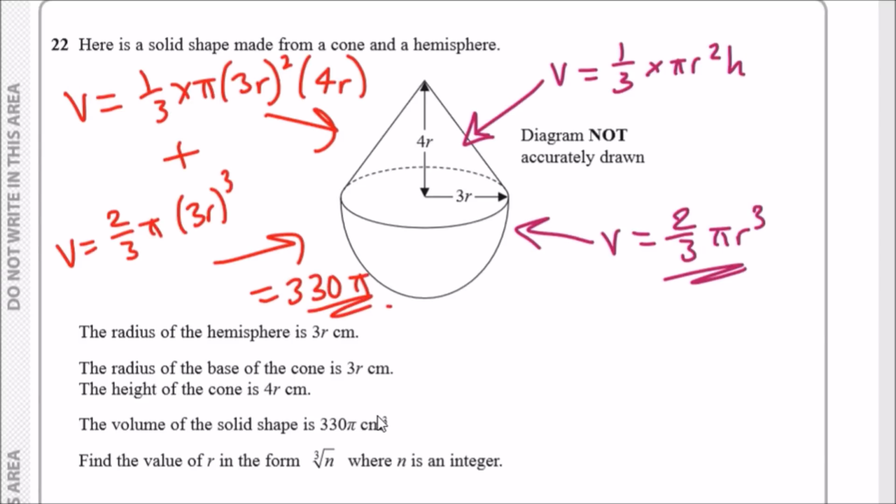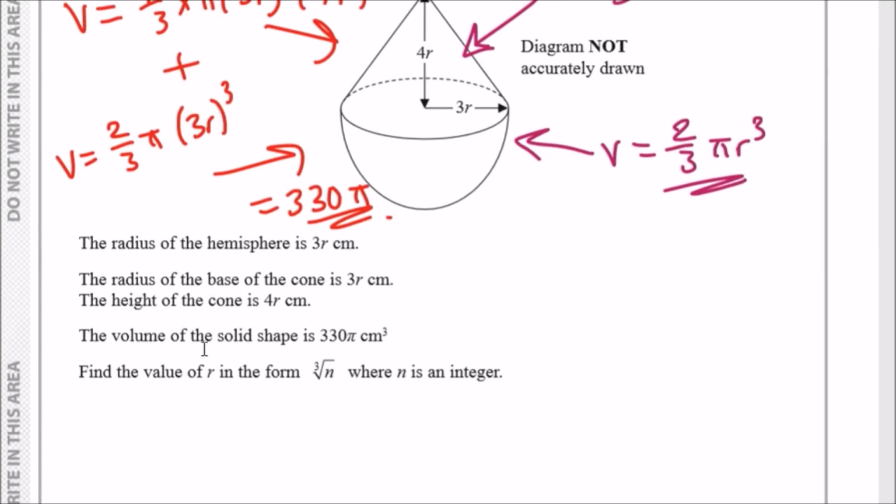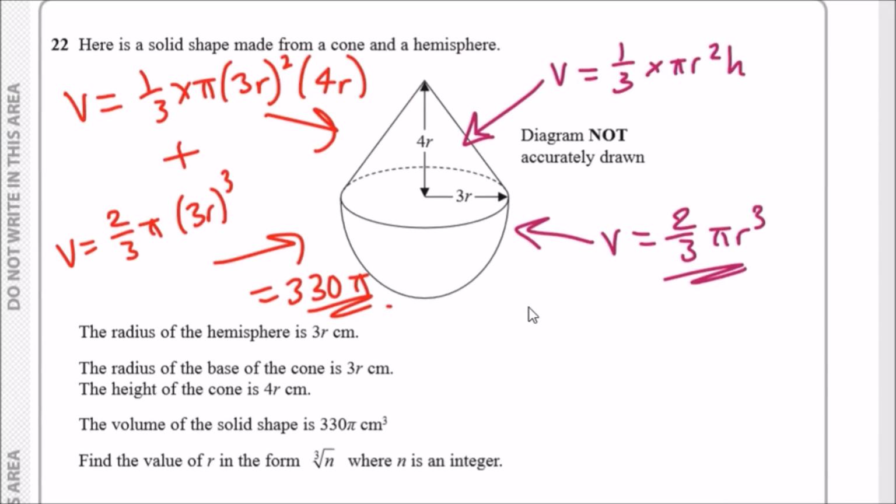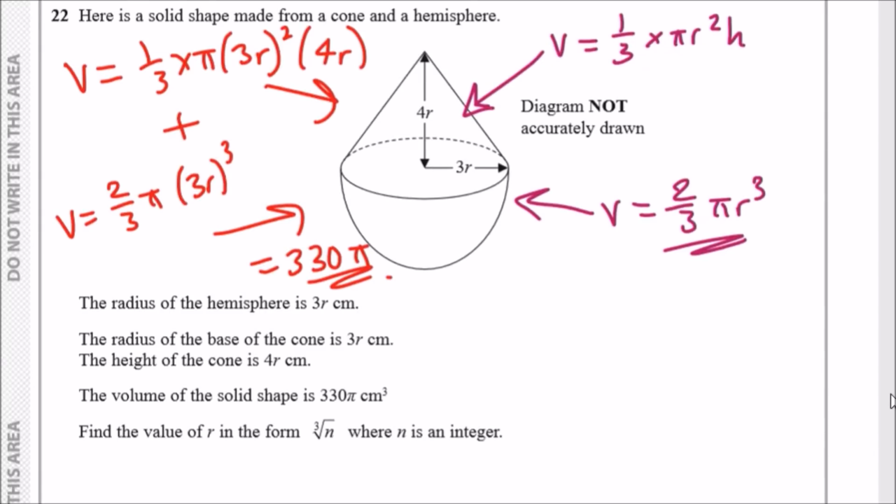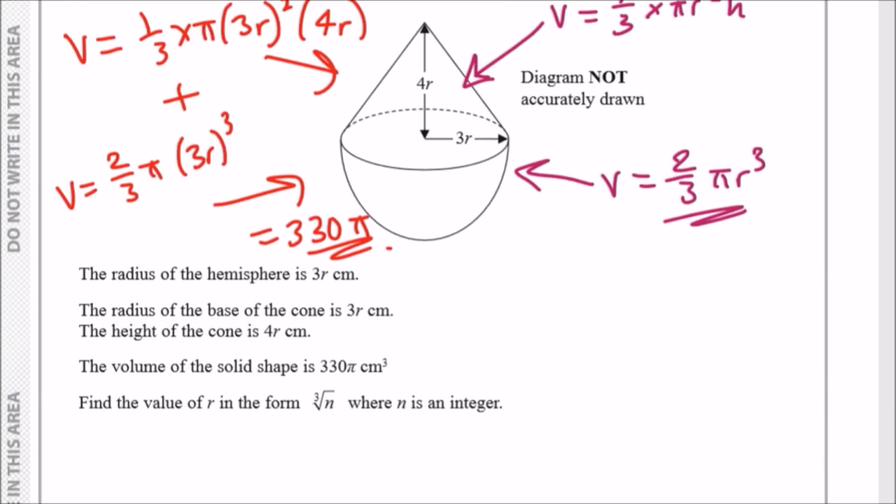That's a fact. Now, what does it want to do? Find the value of r in the form the cube root of n, where n is an integer. Ooh, not so friendly with these exact expressions. So the key idea is to add these up and then solve it in terms of this equation. So let's just have a go right now.